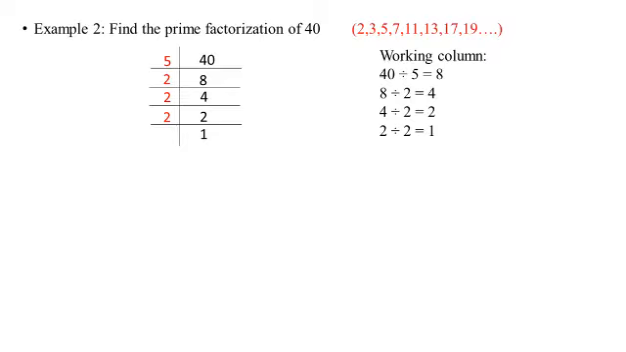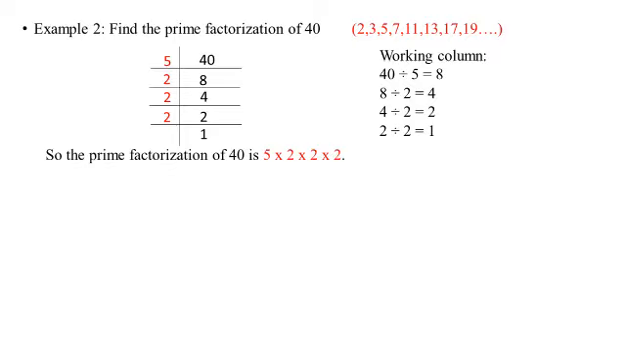Now we write the prime factorization of 40 as the product of prime numbers that we have on the left side of the standing line. Thus, prime factorization of 40 is 5 into 2 into 2 into 2.